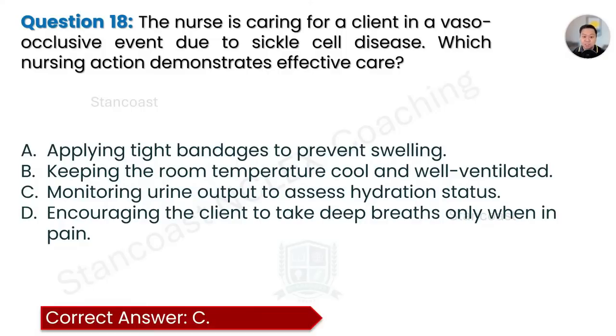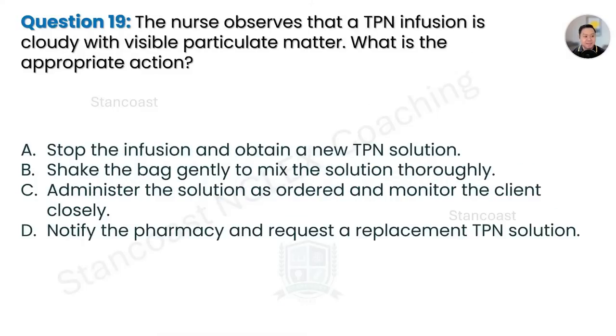We know that this is going to improve oxygenation and also reduces the risk of atelectasis, which is also critical in the VOE. Number 19. The nurse observes that a TPN infusion is cloudy with visible particulate matter. What is the appropriate action?